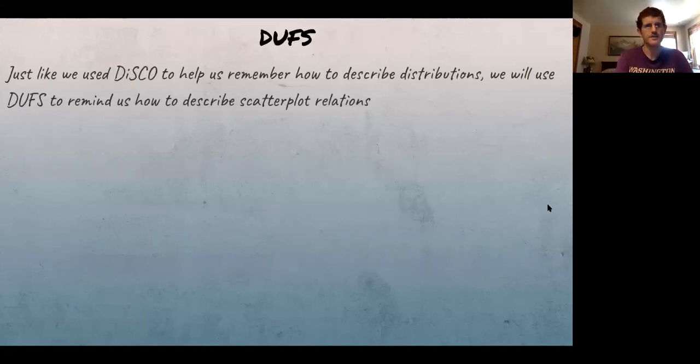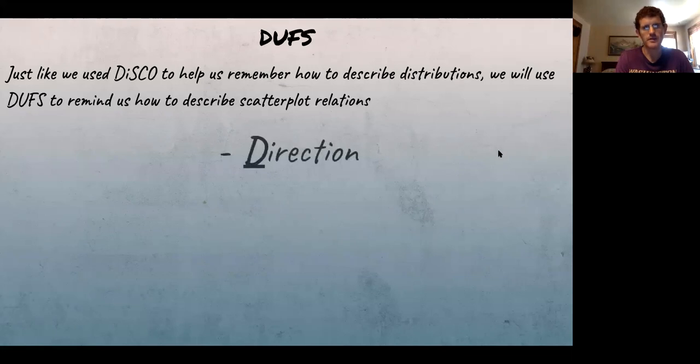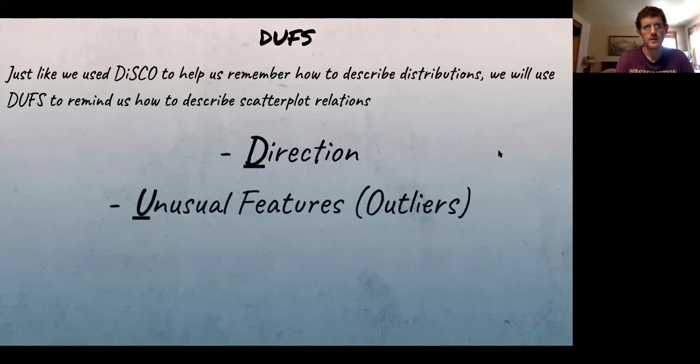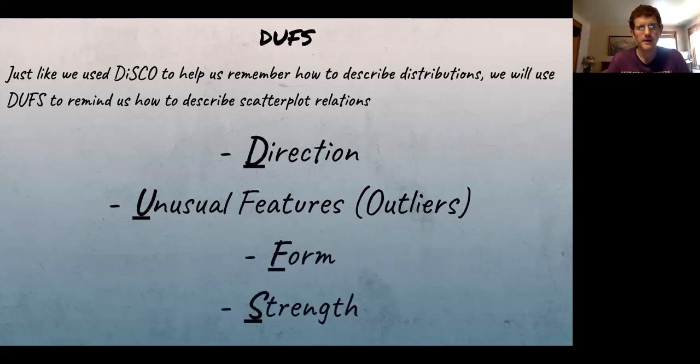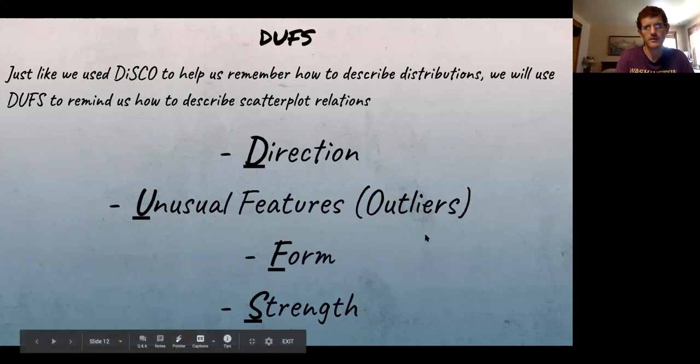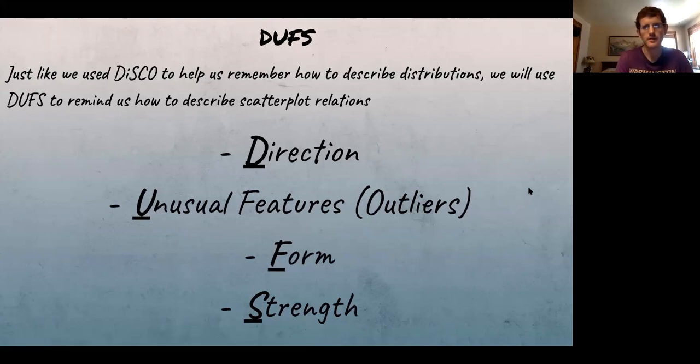Okay, so DUFS. This is the new part. Just like we used DISCO when we were talking about distribution, so hopefully you remember that acronym, we're going to use DUFS as our acronym for scatter plots. What we've got is direction for D. Unusual features like outliers would be U. F is form, S is strength. And we will talk about all of these in detail starting now. But again, this is your acronym that'll help you make sure that you do this as a checklist. Did I talk about direction, unusual features, form, and strength? Check, check, check, check.